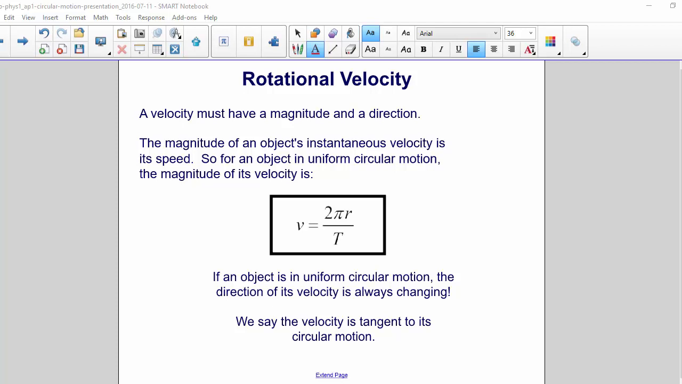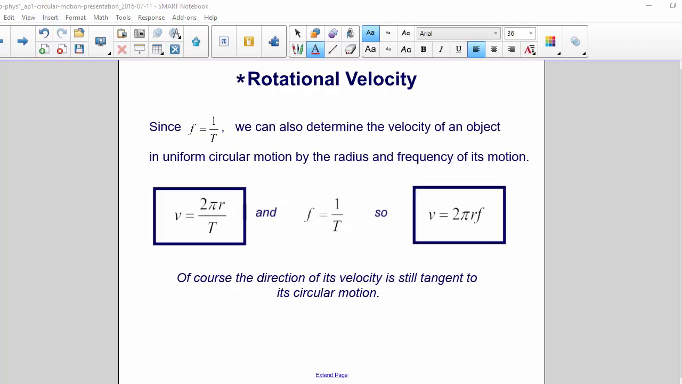If an object is in uniform circular motion, the direction of its velocity is always changing. And we say that the velocity is tangent to the circular motion. Now since f is equal to 1 over T, we can replace T in the denominator with f. So another equation for velocity is v equals 2 pi r f. And of course the direction of the velocity is still tangent to its circular motion.